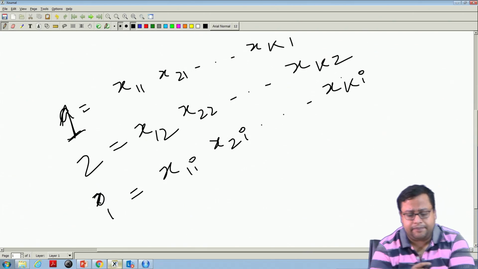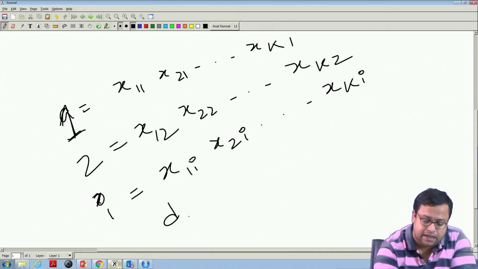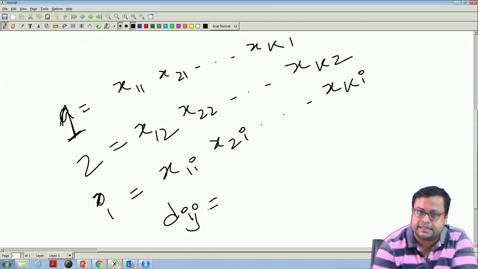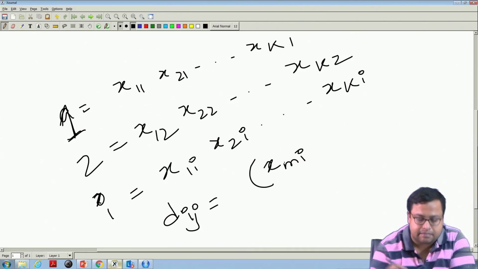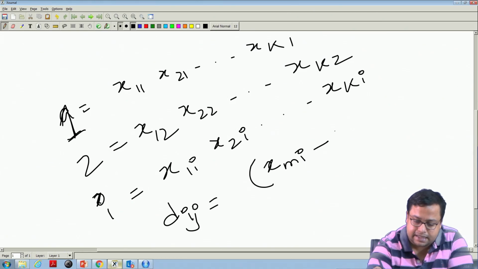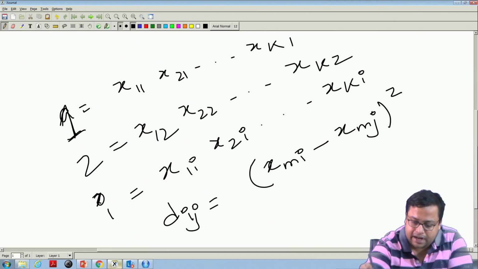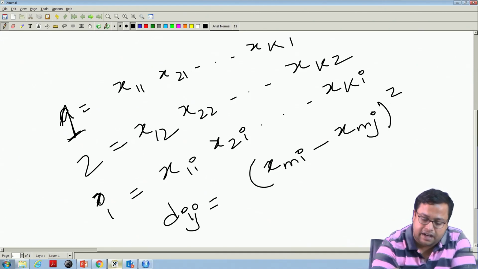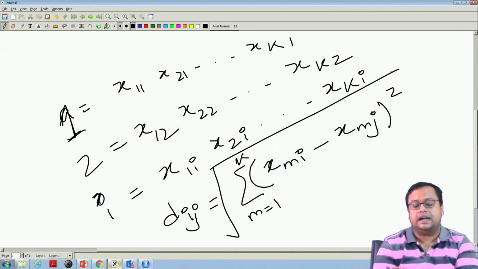So, let us say there are 2 persons i and j. The distance between i and j is basically the sum of (xmi minus xmj) square, where m varies from 1 to k, and then I take a square root. So, that can be the formula of the Euclidean distance.